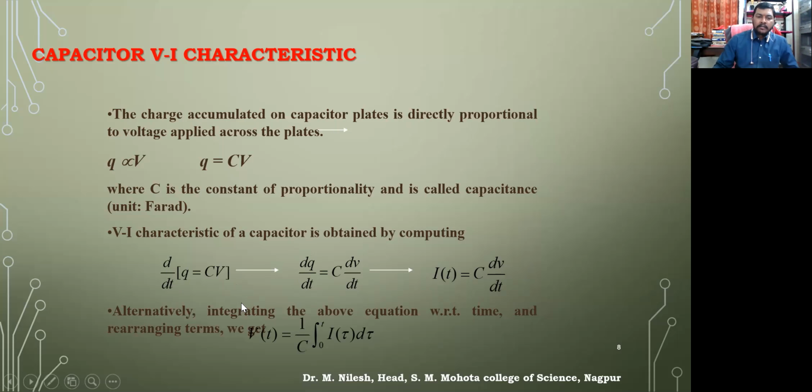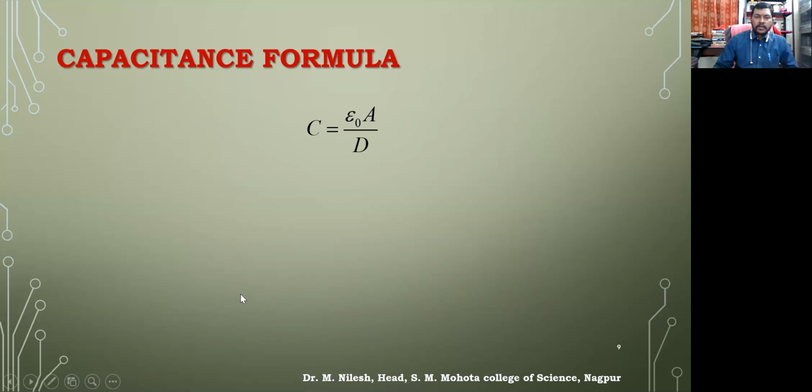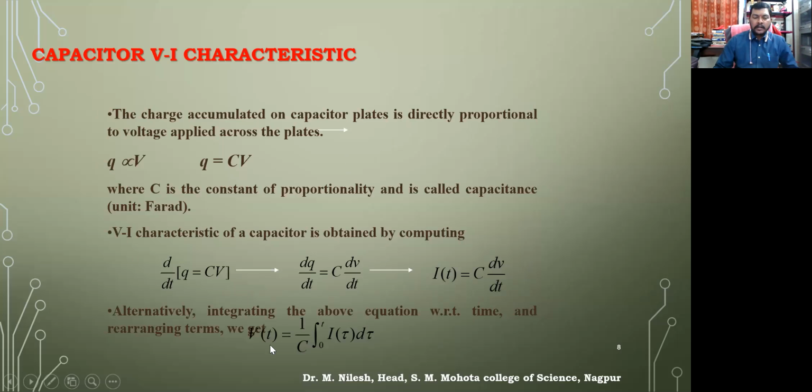Alternately, we can integrate that whole equation, and we get V(t) equals 1/C times the integration from 0 to time t, the time limit that we are providing, of I(t) dt. So this is the equation of the capacitor, or the voltage being stored on a capacitor when we apply a voltage source across a capacitor, right?